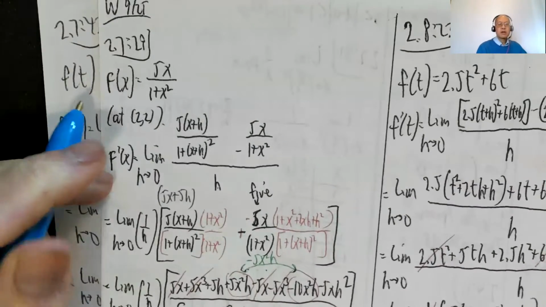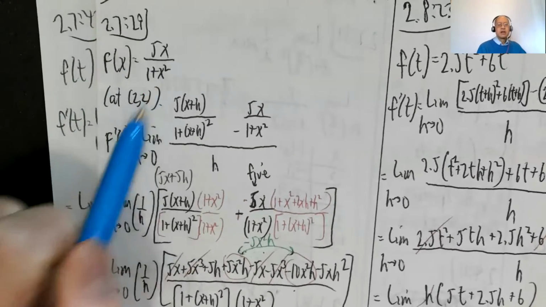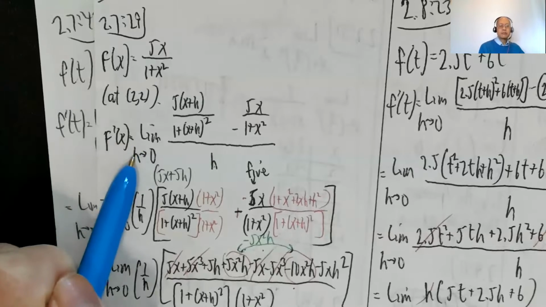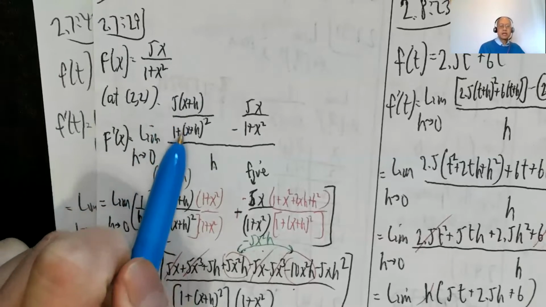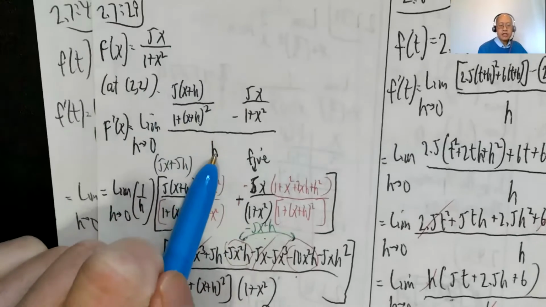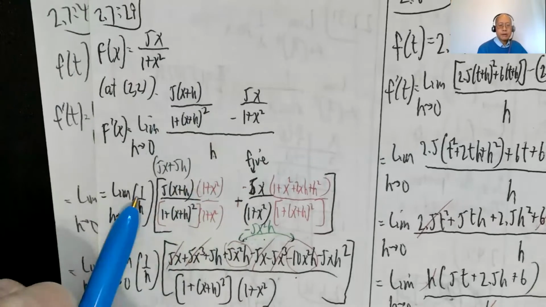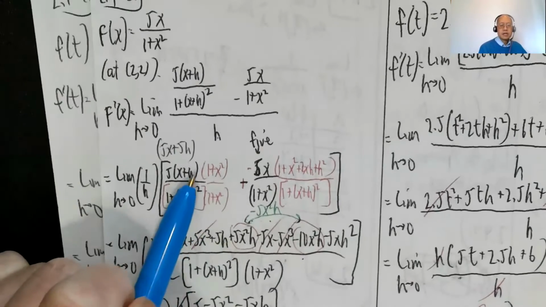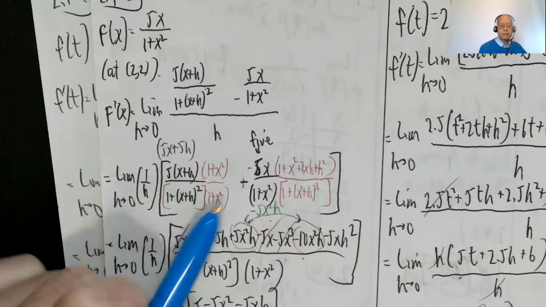2.729. f of x is this. Find the derivative at 2, 2. So f prime of x is the limit as h approaches 0 of 5 times (x plus h) over 1 plus (x plus h) squared, minus f of x, all over h, multiplied by 1 over h. Copy this, copy this. This side needs 1 plus x squared, top and bottom.